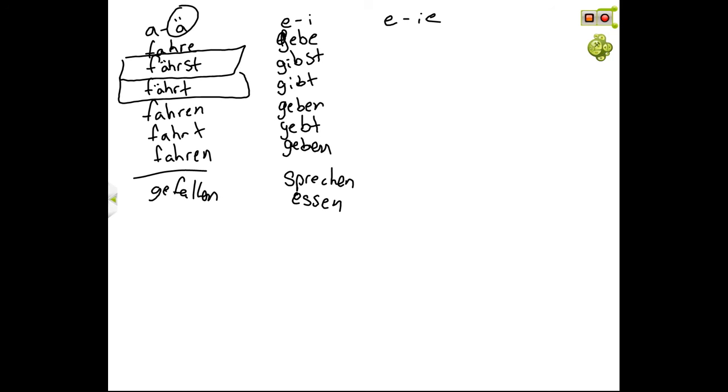Now, the ones that change from an E to an IE, you would have things like sehen, ich sehe, but du siehst, er/sie/es sieht, wir sehen, ihr seht, sie sehen. There's only sehen and one other verb, lesen. Those are the only ones that are in your textbook, sehen and lesen. These are your irregular verbs, and again, if you're using a modal auxiliary with one of these, the infinitive form is the one that goes at the end of the sentence, which is the one that would be the sie plural or the wir form in these conjugation charts here.